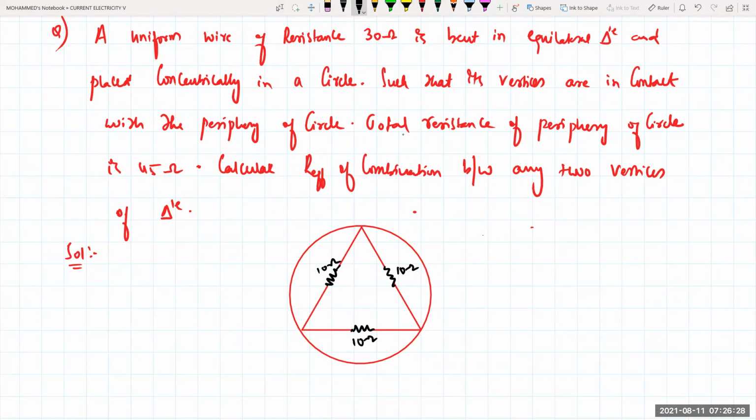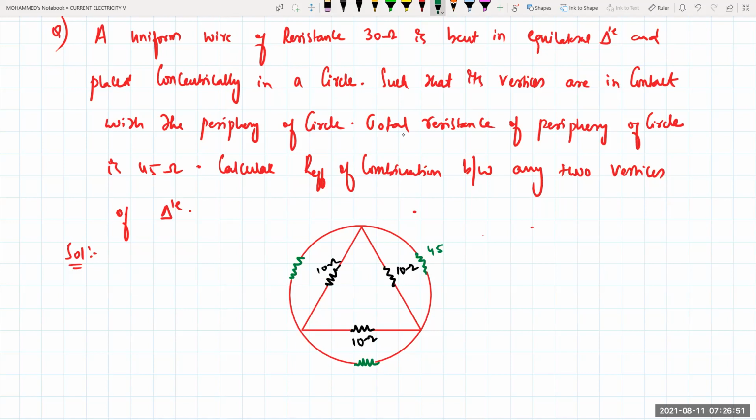Now the periphery of the wire is how much? 45 ohms. That means this is one part of this periphery, this is another part of the periphery, and this is another part. So it will have one resistance here, one here, and one here. Got it? So 45 divided by 3.